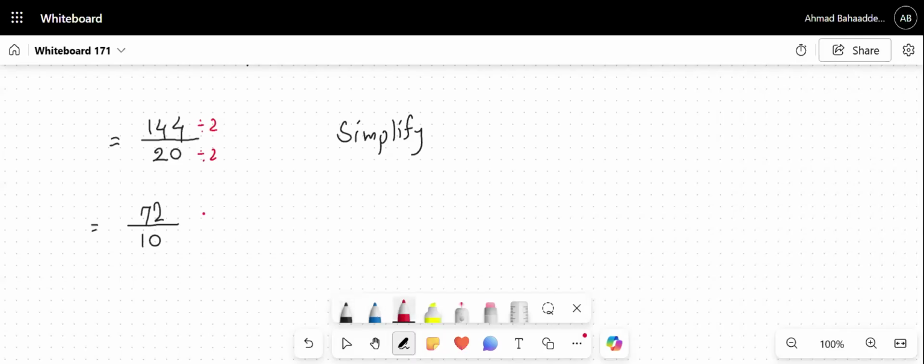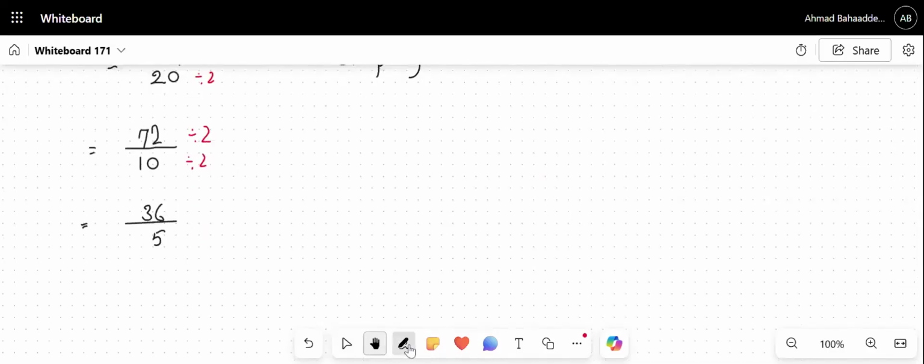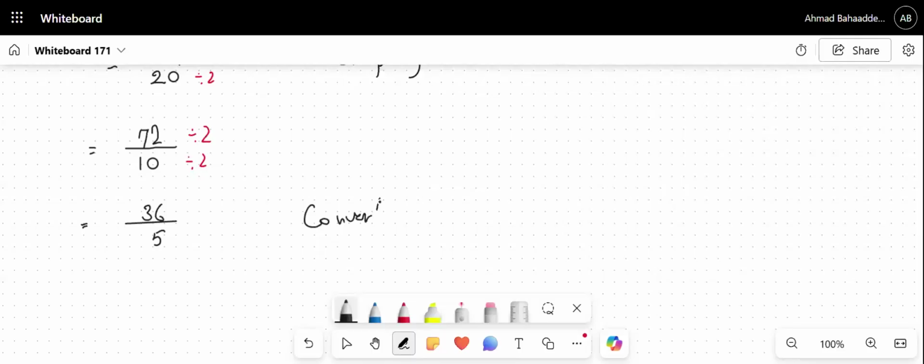Again, we can see that they are both divisible by 2. So we can write down that also, make the fractions as small as possible. 10 divided by 2 is 5. 72 divided by 2, that's going to give me 36. Now it's not divisible anymore by any common factors. So we say convert back to mixed numeral.